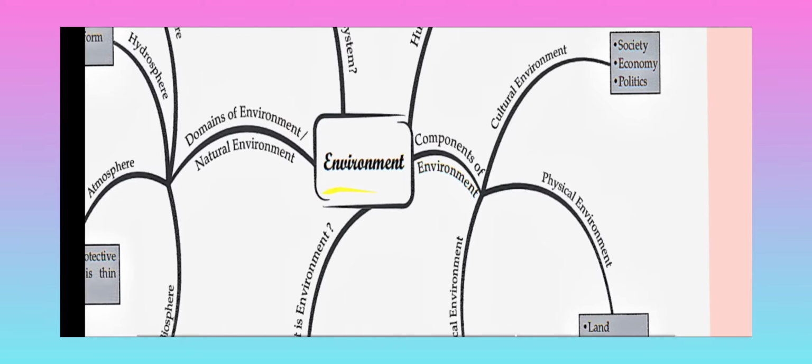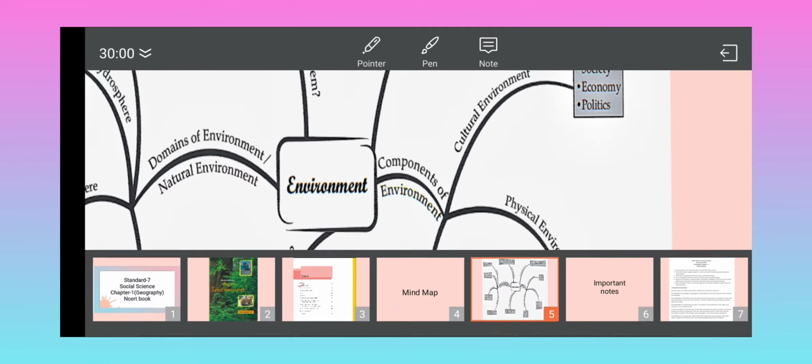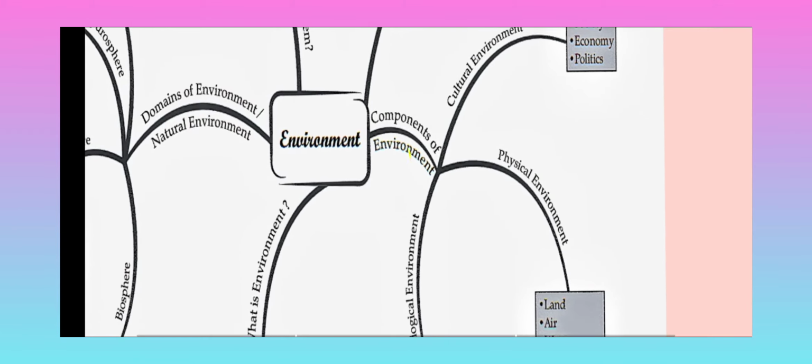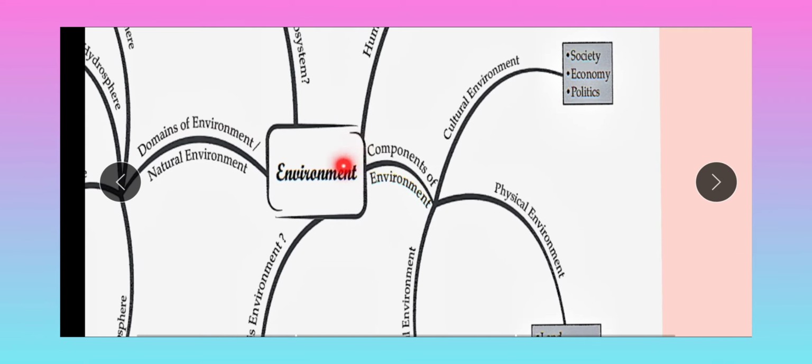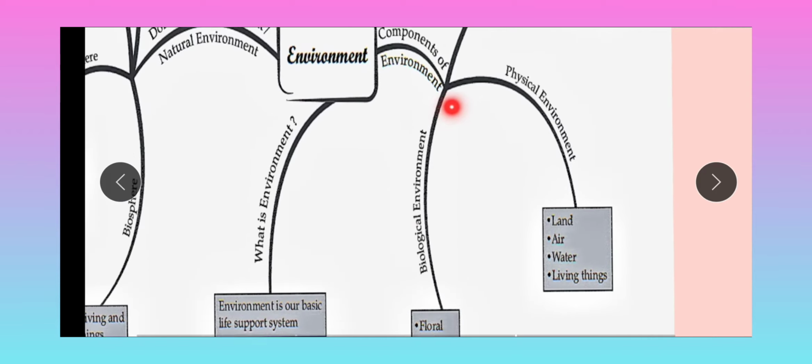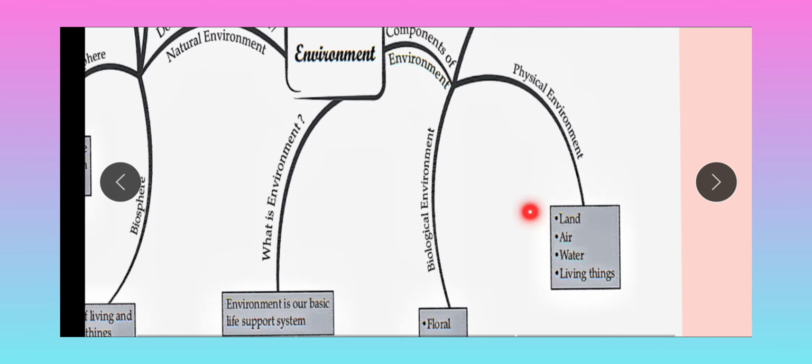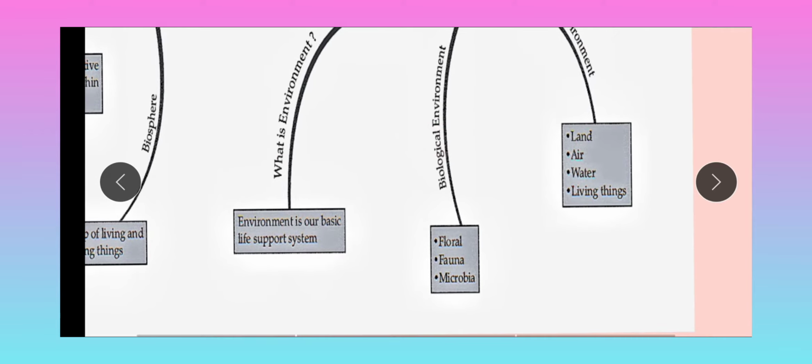Environment. In this we will start from the components of environment. Components of environment: cultural environment, that is based on the society, economy and politics. Physical environment, that is based on the land, air, water and living things. Biological environment, that is on the flora, fauna and microbes. Means what is the flora and fauna, that is the culture.